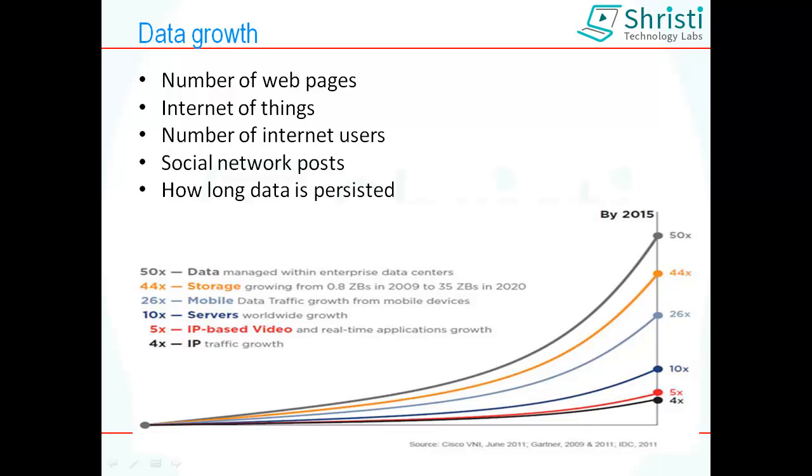That's because storage is cheap, or whatever it is. And you can see the data growth here, contributing like the number of web pages, and there's a new thing called IoT. So IoT is growing like anything, right?